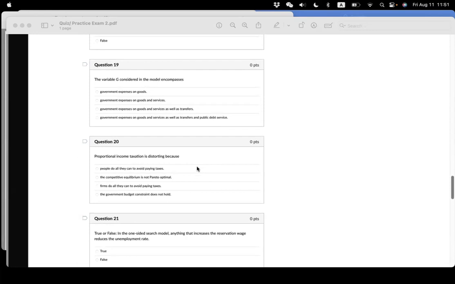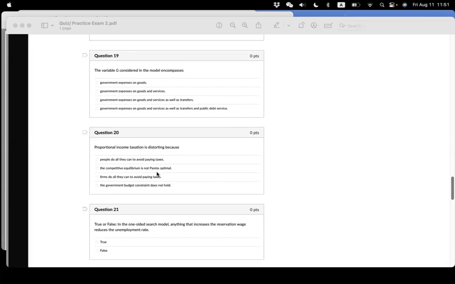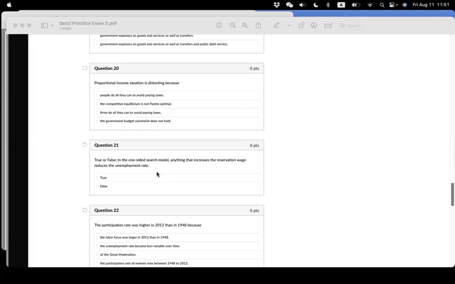Variable G considered in the model encompasses. The correct answer is B, government expense on goods and services, not transfers. Okay, so G is just pure government spending on goods and services, not transfers. Now, question 20, proportional income tax is distorting because the answer is B, the competitive equilibrium is not Pareto optimal. It's simply because income tax distorts your margin. It's going to change the marginal rate of substitution. It's going to change the real rate of return on labor, right?